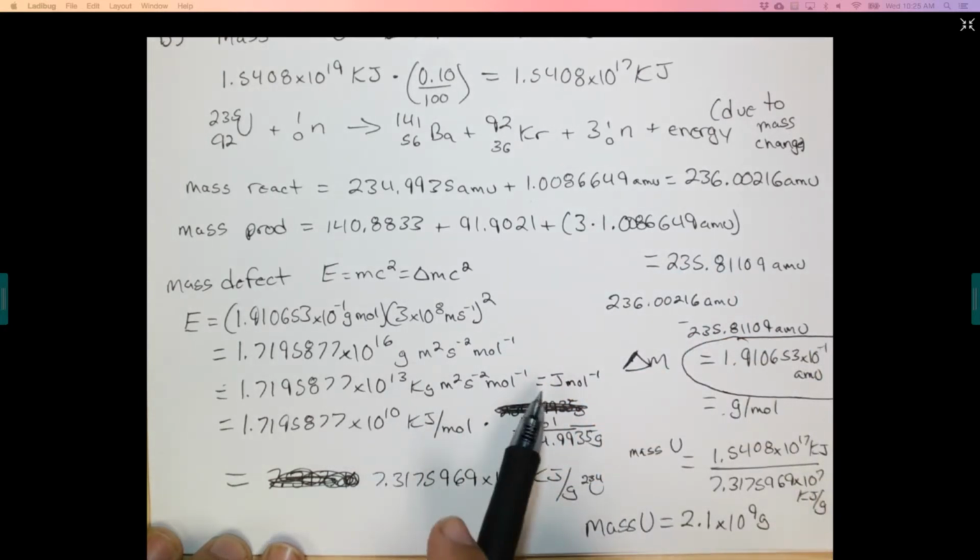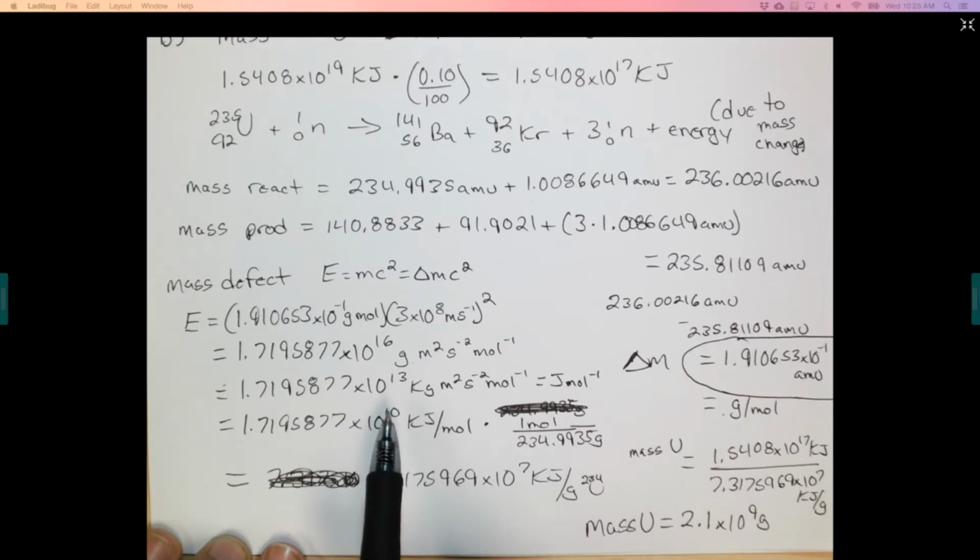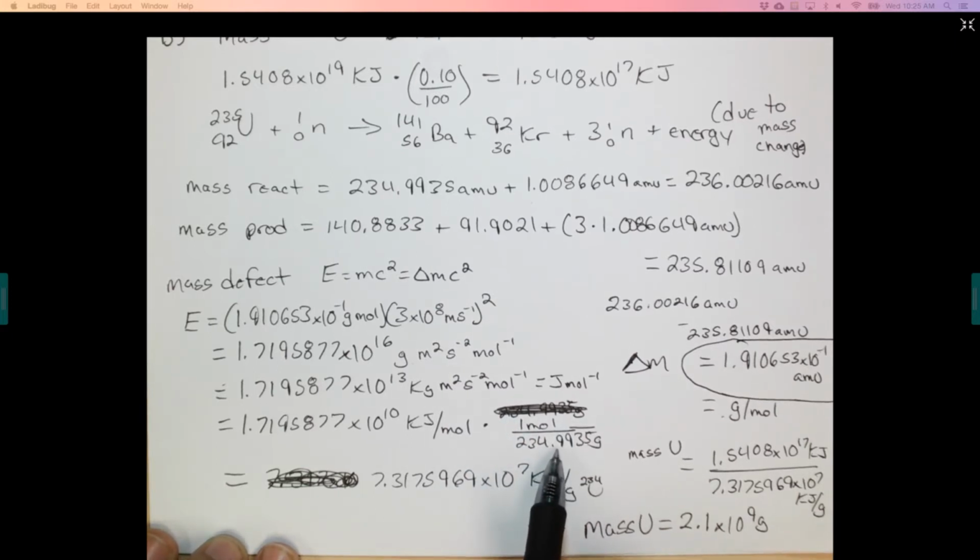And then from there, I converted joules into kilojoules per mole, which gives us this value. So all I did here was 3 conversions: grams to kilograms, kilograms to joules, and then kilojoules. So we got an order of magnitude of 3, because we're in kilo. Now, if we know kilojoules per mole, we can also determine kilojoules per gram. We can do that using the AMUs associated with that particular isotope, 234.99. So now we know that 7.3175969 times 10 to the 7 kilojoules per gram of uranium is released in this particular reaction.